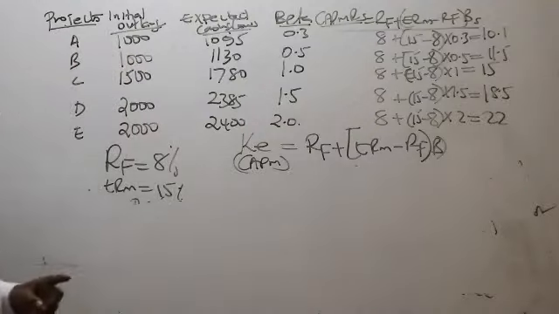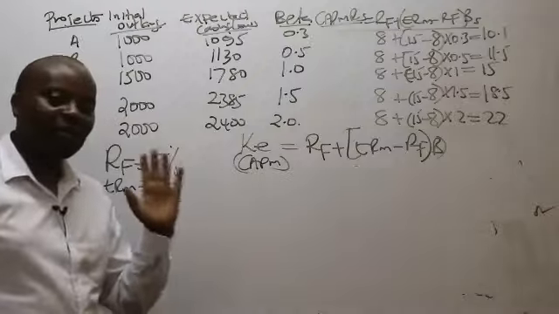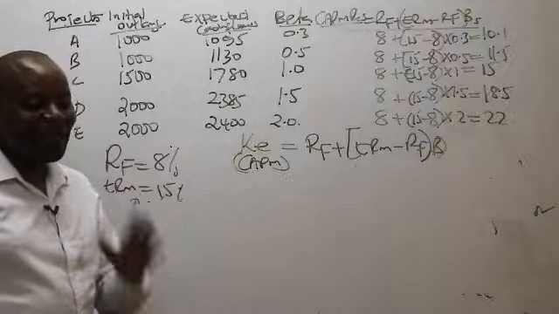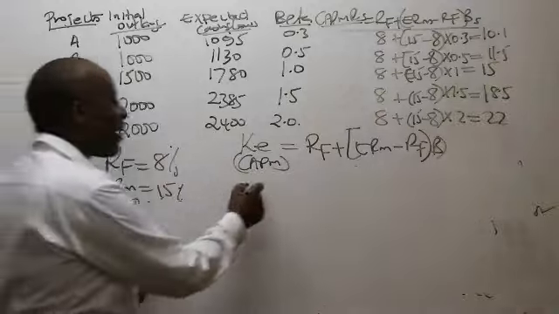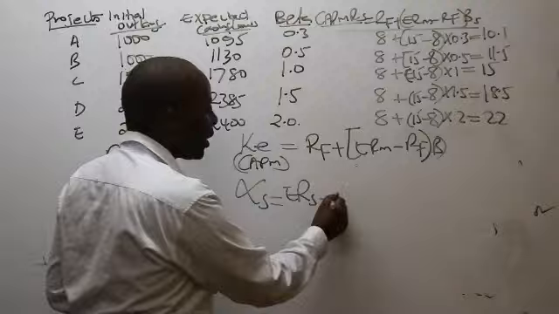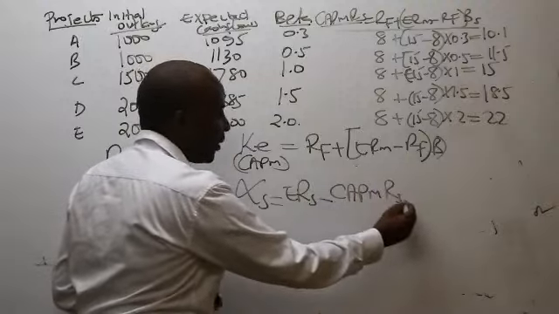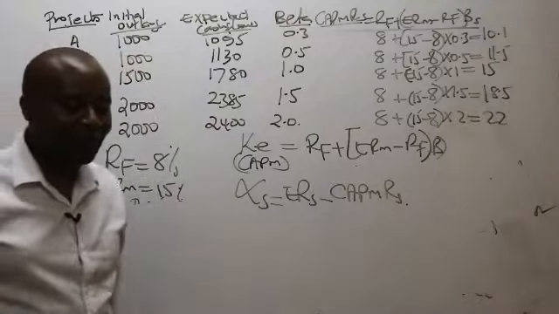Ladies and gentlemen, we only make decisions on acceptability of projects using Jensen's alpha value. And this alpha of our security will always be given by ERS minus the CAPM returns.